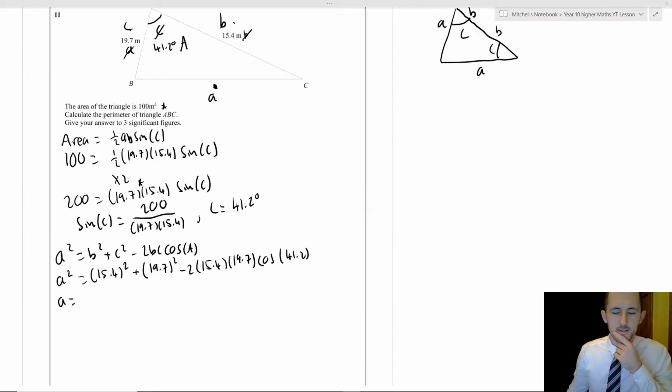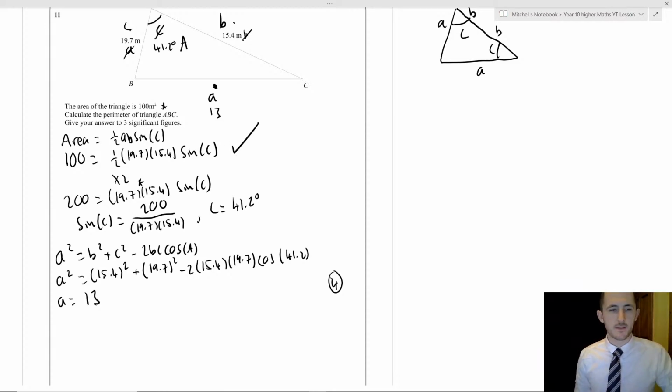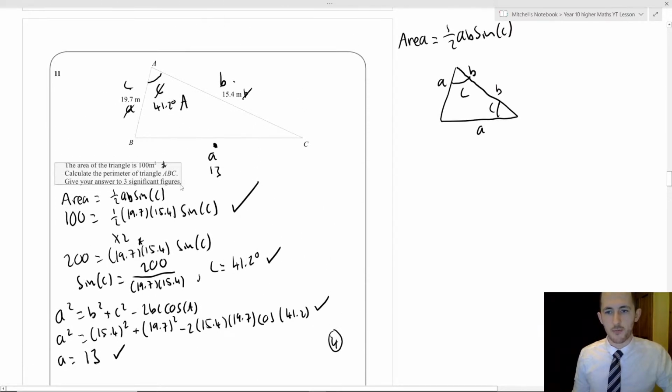Let's call it 13. Okay, so this opposite side is 13. So far, we have earned 4 marks. And let me give you a breakdown on where that came from. 1 mark for substituting into the area formula. And another mark for working out the angle. Another mark for substituting. Another mark for working out the opposite side. The last mark is working out what it tells you to work out, the perimeter.